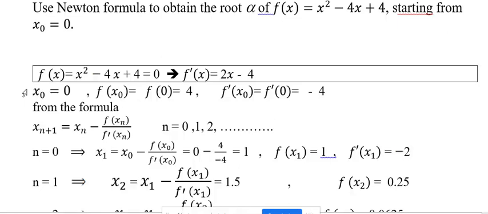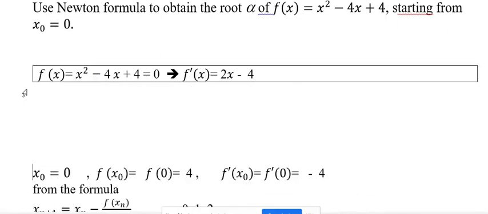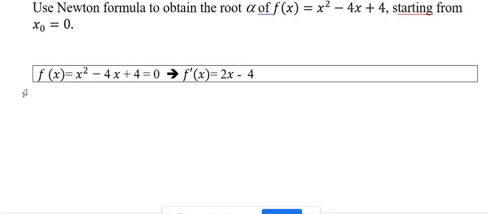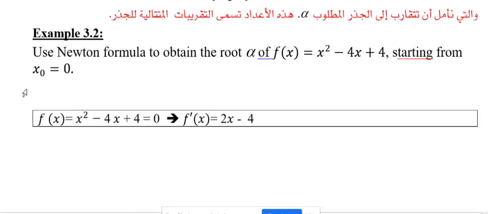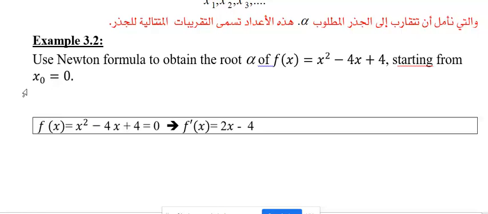So what are the inputs? The inputs are first the function. The function is f of x equals x square minus 4x plus 4, and we have to evaluate the derivative. The derivative of x square is 2x and minus 4x is minus 4, so the derivative is f dash of x equals 2x minus 4, and we have also x naught.